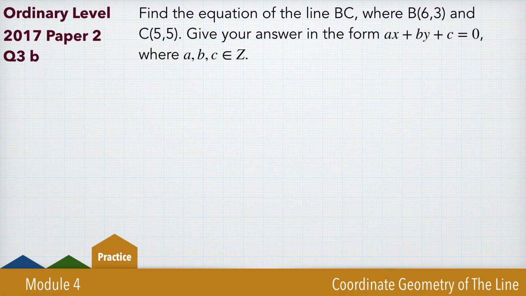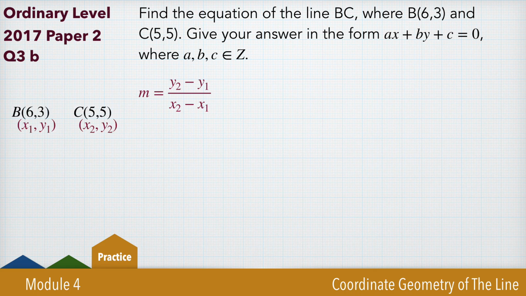In this question, we are asked to find the equation of the line BC, where B is the point (6, 3) and C is the point (5, 5). We were also asked to give our answer in the general form. As we are given 2 points, we will use this formula to find the slope. First labelling our points and then substituting them, we find the slope is -2.